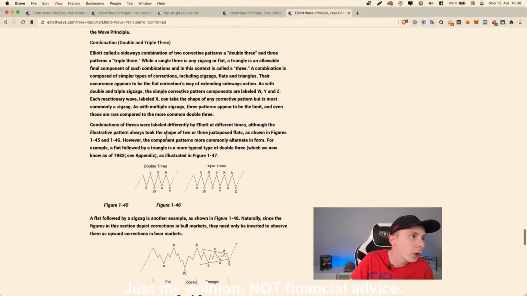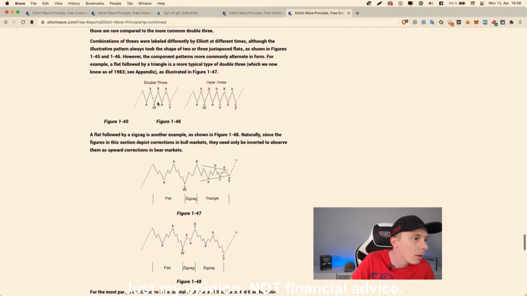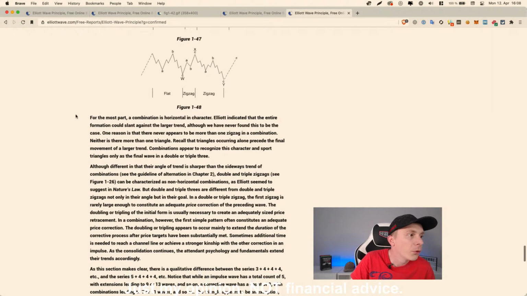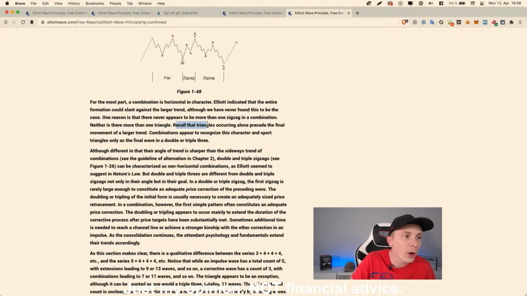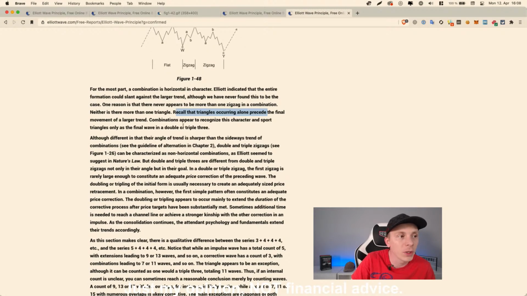And if we then go further and look at combinations, that's actually interesting. Where was it? For the most part, a combination is horizontal in character. There's never more than one triangle. Recall that triangles occurring alone precede the final movement, so even within a double three, the triangle is always the last part.